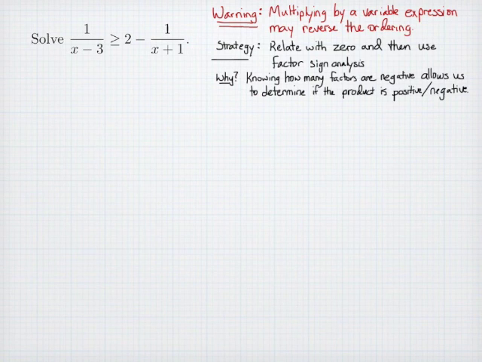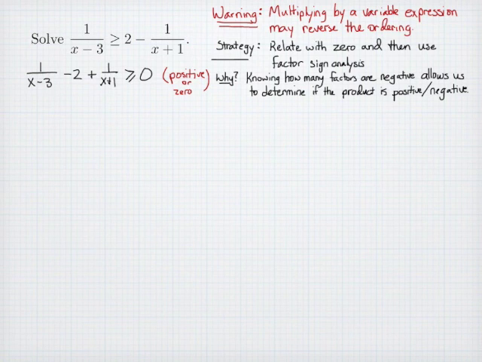So for our problem, we need to move everything to one side. So we'll need to subtract 2 from 1 over x minus 3, and we also need to add 1 over x plus 1. And our new inequality is now related to 0. We have an expression that is greater than or equal to 0. By comparing it to 0, we want either positive or 0 values. Our expression as written is not factored.